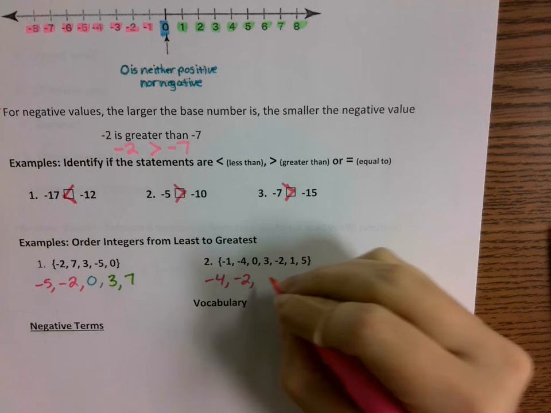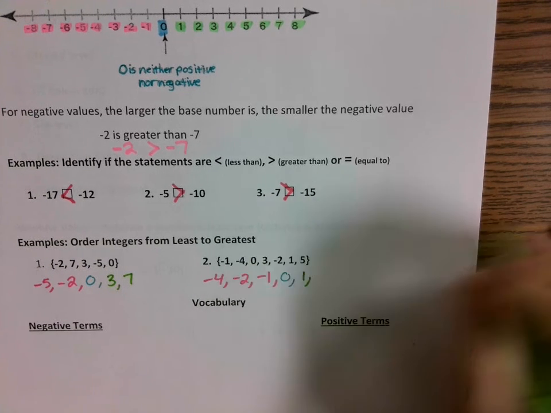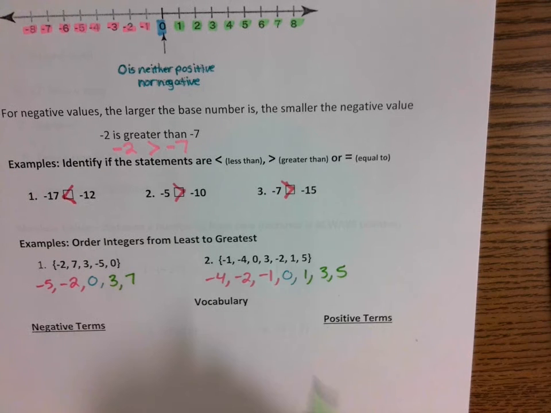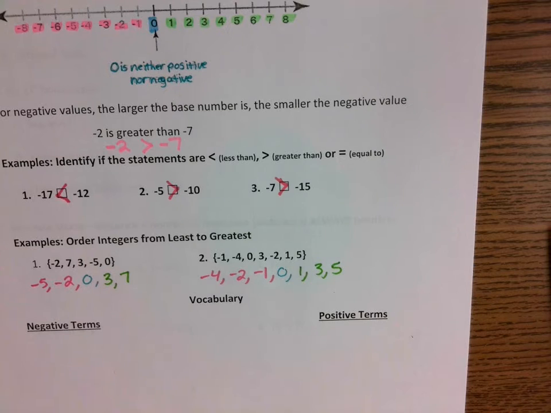Okay. Very good. So we have -4, -2, -1, 0, 1, 3, and 5. You're basically looking at it as how you would order it on a number line. That's how you would order it. Okay, let's talk about vocabulary.